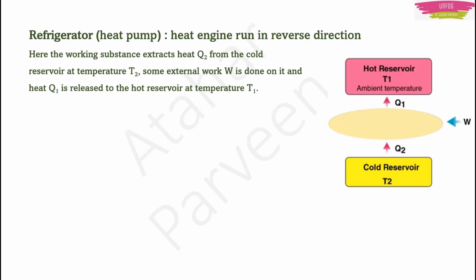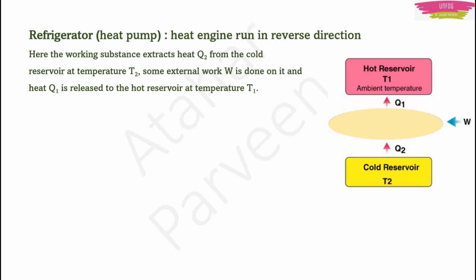Now let's talk about the refrigerator. A refrigerator is also known as a heat pump. That was the heat engine; this is the heat pump. Obviously we all know a refrigerator is the opposite of a heat engine, right? If you make a heat engine run in the reverse direction, you get a refrigerator. So what will happen here? There will be a working substance, but it will extract heat from the cold reservoir and utilize that heat in doing some work, and the rest of the heat will be released to the hot reservoir at temperature T1.